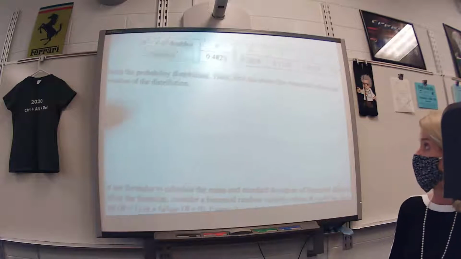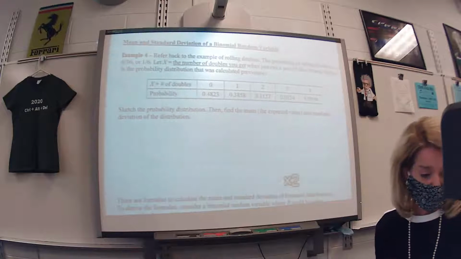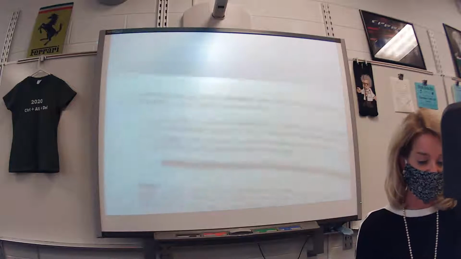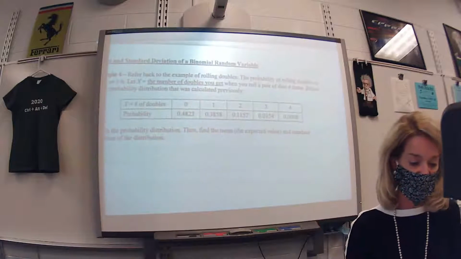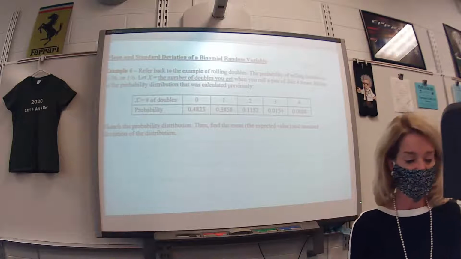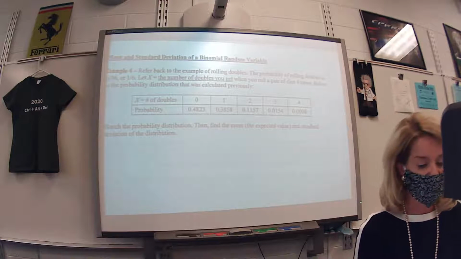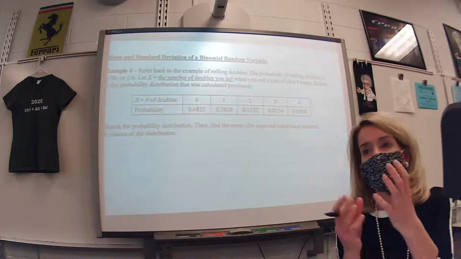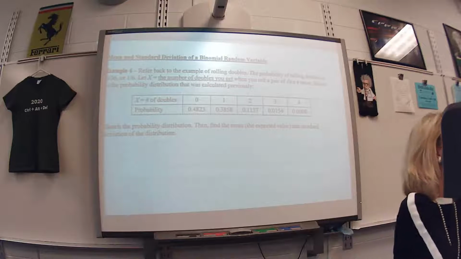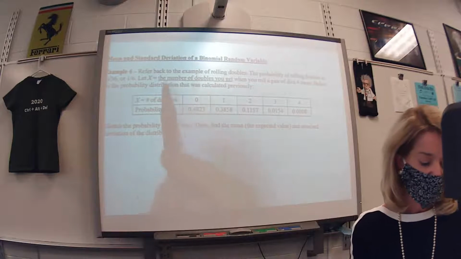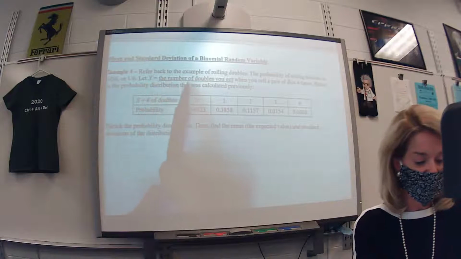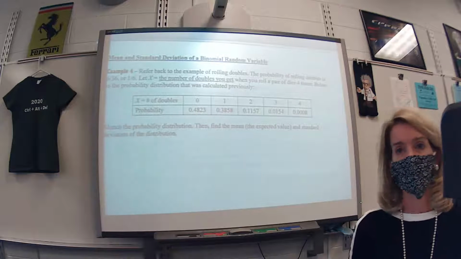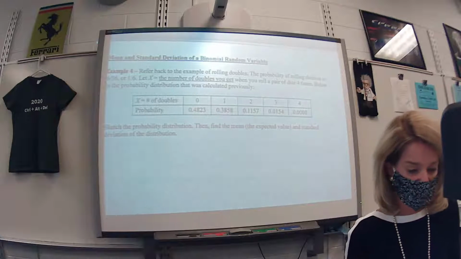All right, so I'm picking up at example 4. It says, refer back to the example of rolling doubles, which was the example in the videos. When you roll a pair of dice, the probability of rolling doubles is 6 out of 36, which reduces to 1 out of 6. So the probability of rolling doubles is 1 out of 6, and of not rolling doubles is 5 out of 6. X is defined as the number of doubles we get if we roll the dice 4 times. And this was the probability distribution that was created in the videos.